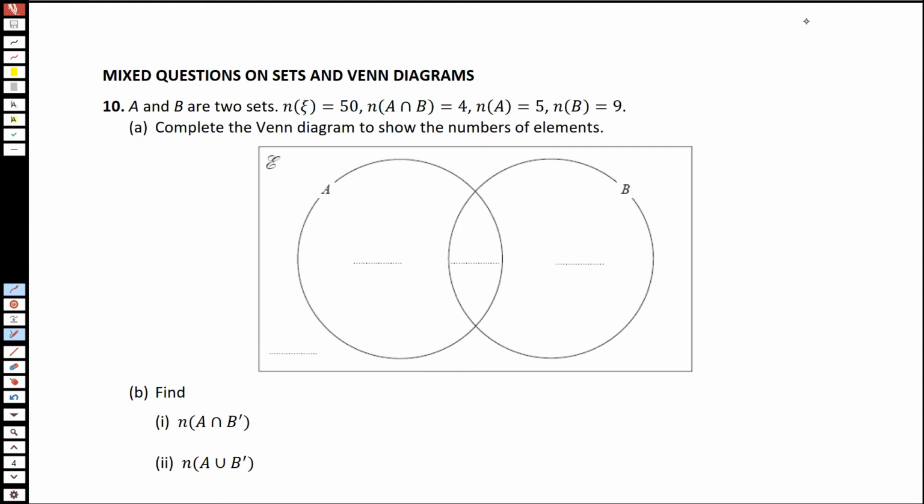In this question, we are required to show the numbers in a Venn diagram that's given. Now, one thing that you have to remember is that what's given here represents the number of elements under consideration. So these are the number of elements under consideration.